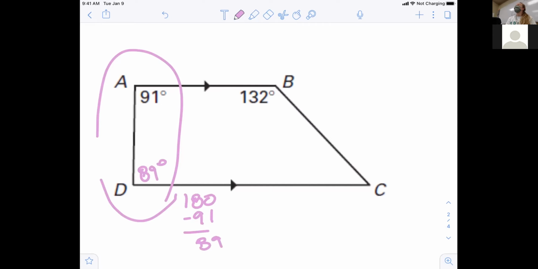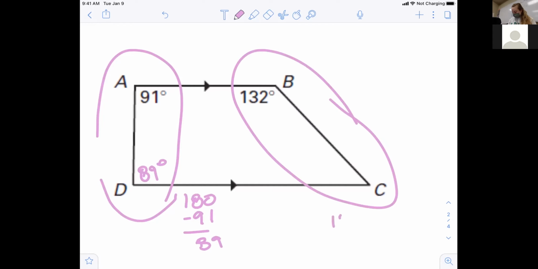Pull it together. What's angle C? How do I find angle C? I can think of two different ways to find it. Who wants to give me one way? Cooper, what's the way you're thinking? Good. Why? They're supplementary.